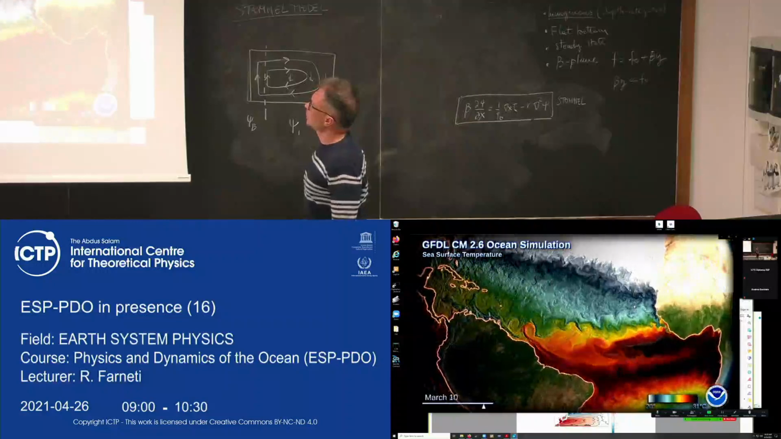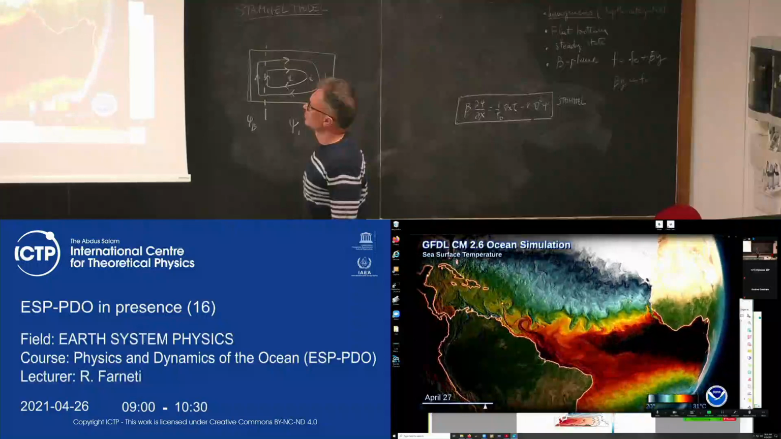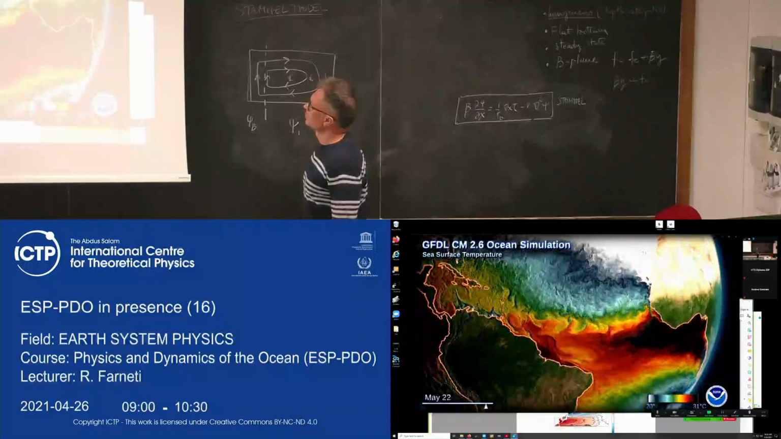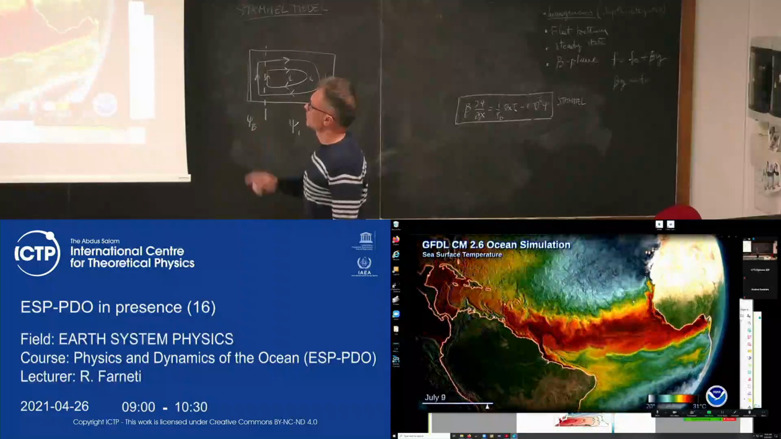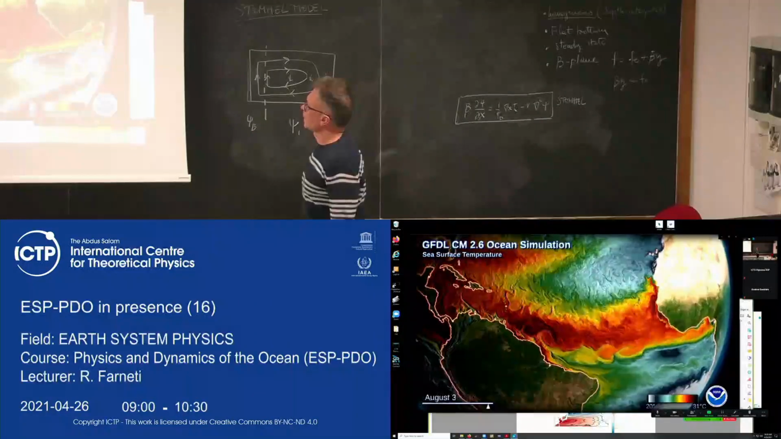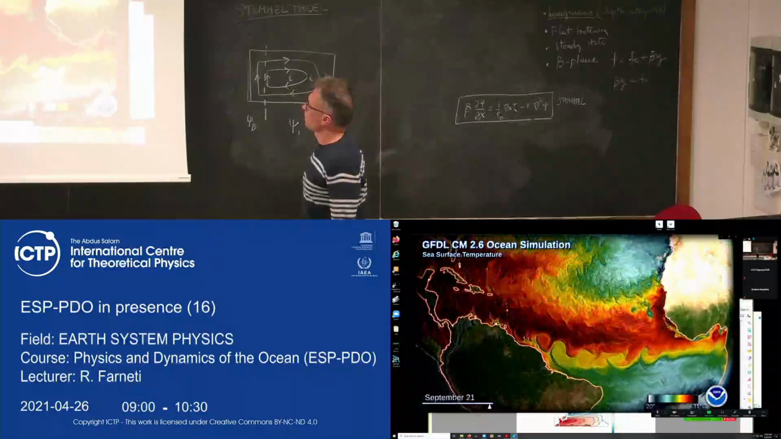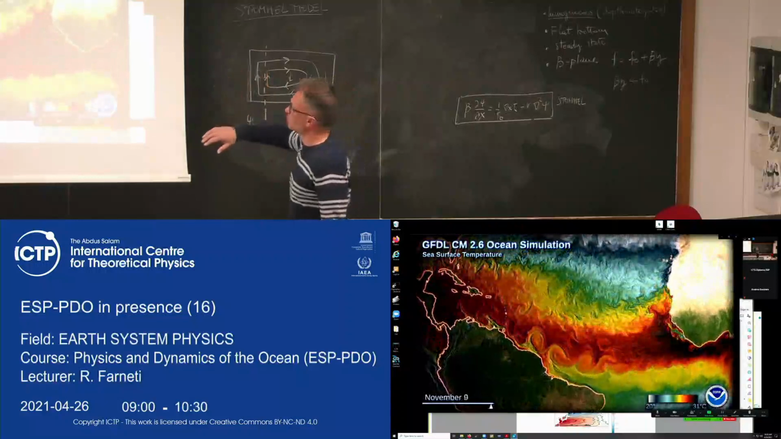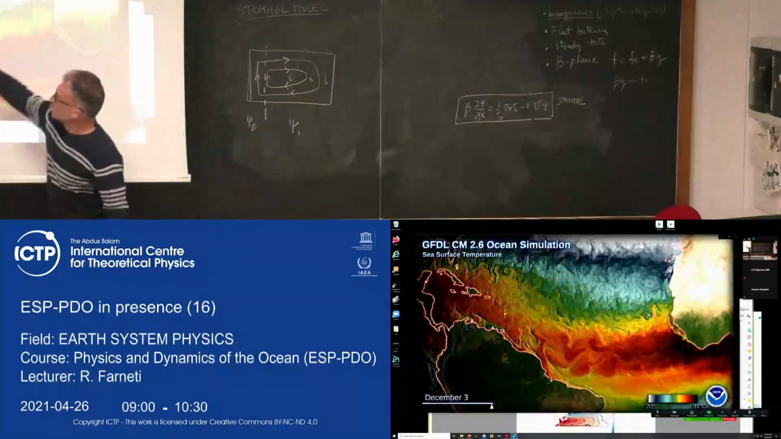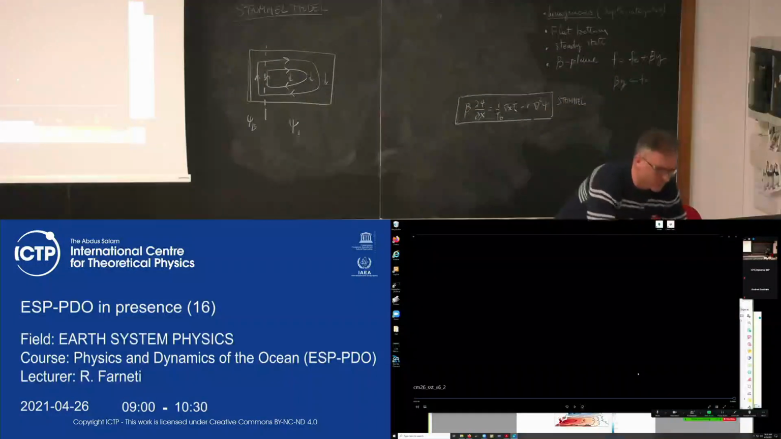Here you can see an Atlantic Niño. You can see storms and tropical cyclones passing by. Did you notice? There was a storm passing by. Anyway, I can share the video if you like.